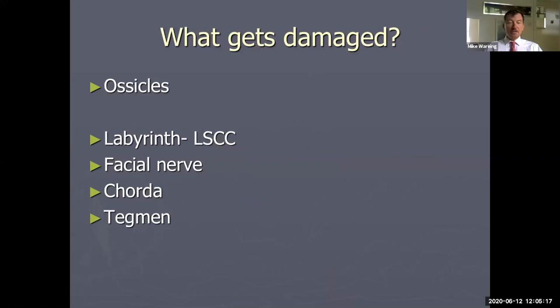So what gets damaged with cholesteatoma? The most obvious thing are the ossicles, and the commonest ossicle to get damaged is the long process of the incus. So that's the thing that you'll see that gets damaged most of the time. The malleus, interestingly, is usually pretty well preserved. The body of the incus may remain for quite a long time. You can often find that within a cholesteatoma sac.